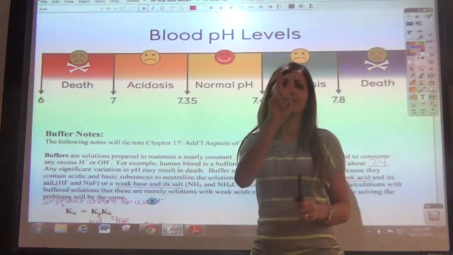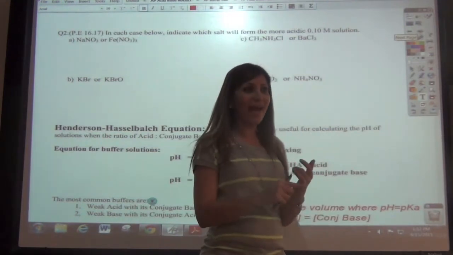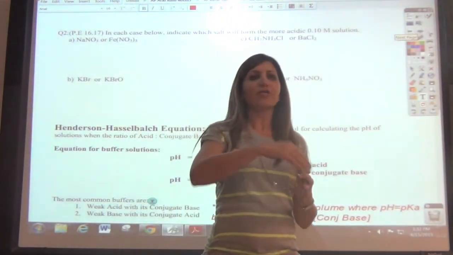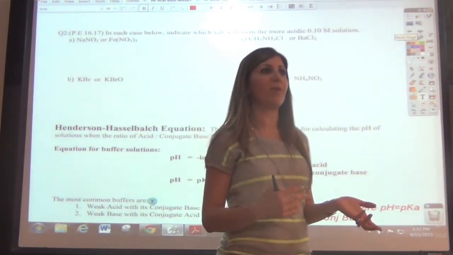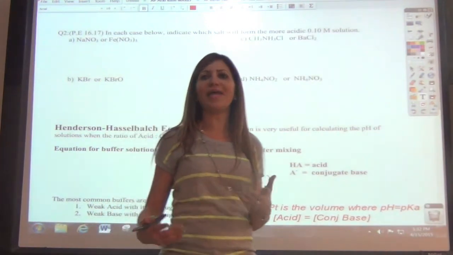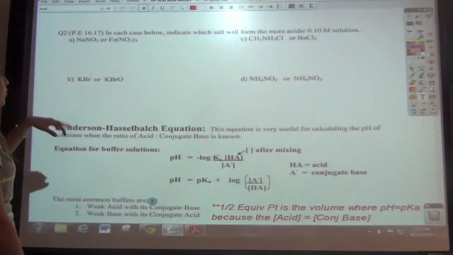And buffers can be made in 2 ways. Buffers are either made by having a weak acid with its salt or a weak base with its salt. So any one of those situations will give you a buffer. And what we're going to be talking about today is an equation that helps, and it's called the Henderson-Hasselbalch equation. I absolutely love the Henderson-Hasselbalch equation. So we'll come to that in 1 second.